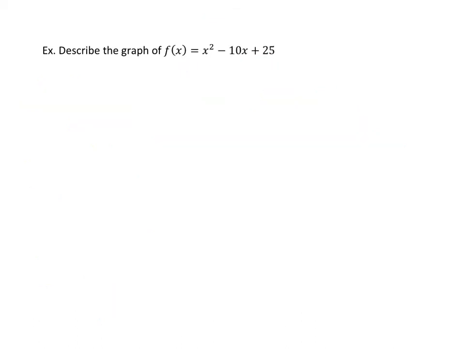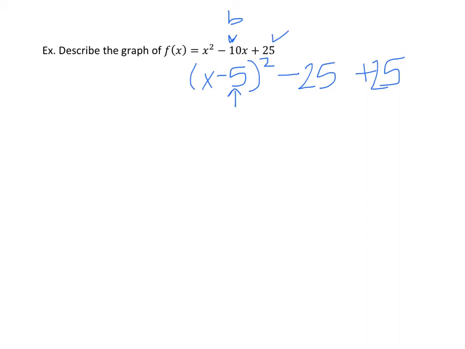Here is another example where you do not have to divide a out. It does start with a 1, so give it a shot and come back and see if you can get it. Okay, so this is going to be x. Since my b is a negative 10, I'm going to put a negative 5 in here. Quantity squared. Subtract. I'm going to square this number, 25, add 25 because that was in the original problem. Simplify. Now I have x minus 5, quantity squared, plus 0. So I really don't need that part.